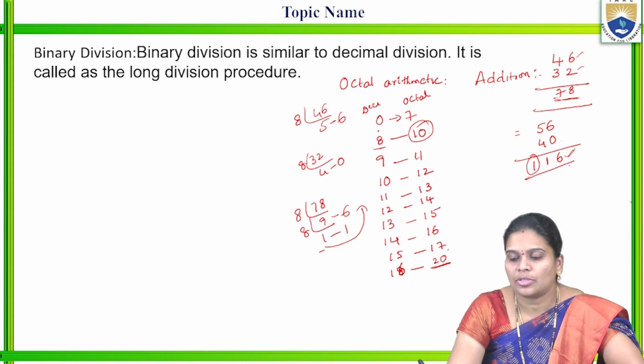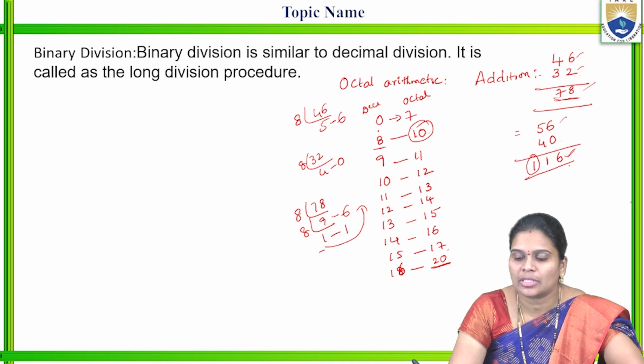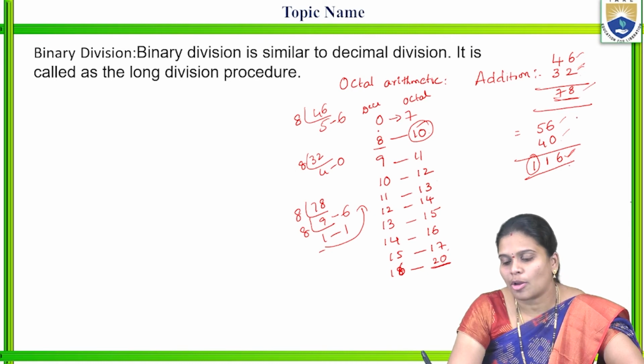Okay. So these two are the decimal values, and now we are adding these two decimal values to get 78. Now I want to take the octal addition. So this 46 will be converted into the octal form. We are getting 56. Similarly, this 32 is converted into 40. We are getting 116. So this is the normal octal addition value.